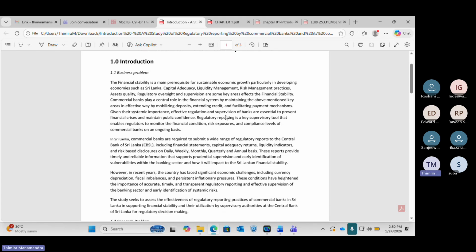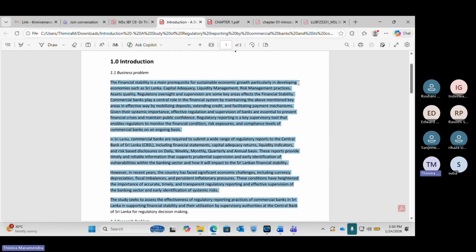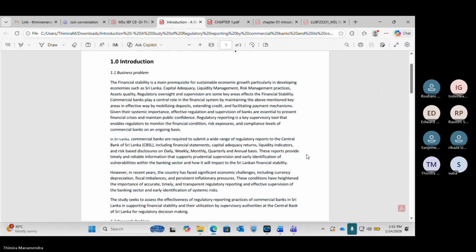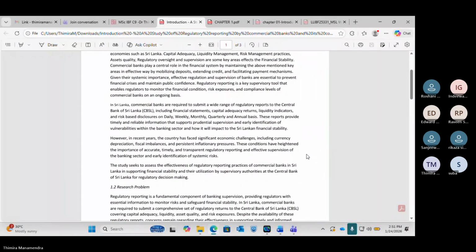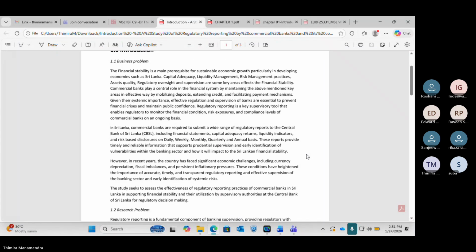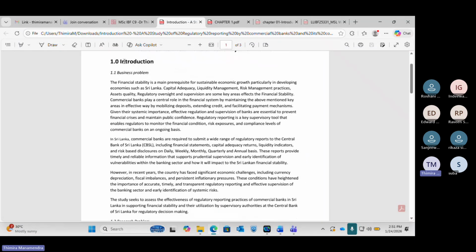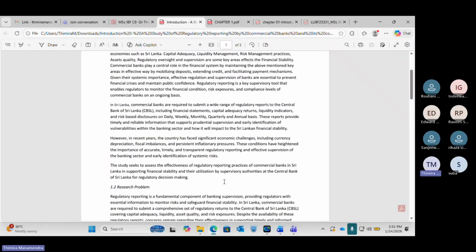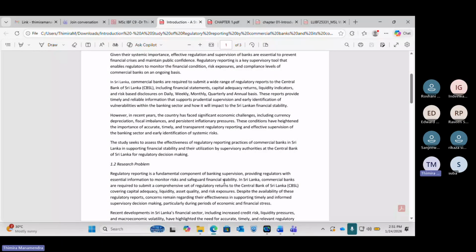And the other thing is, if you take this one, these are basic ones, guys. You have to do the formatting. This formatting has to be everything in line like this. So you have the business problem, then you have the research problem.